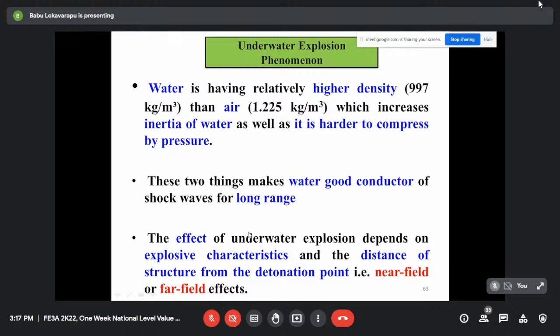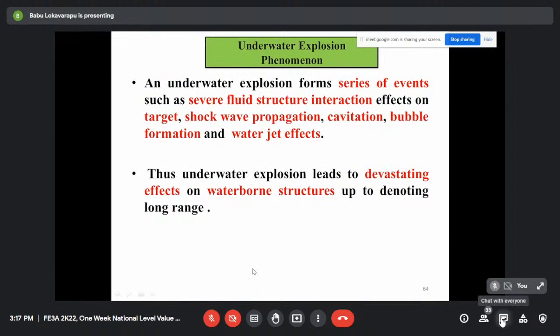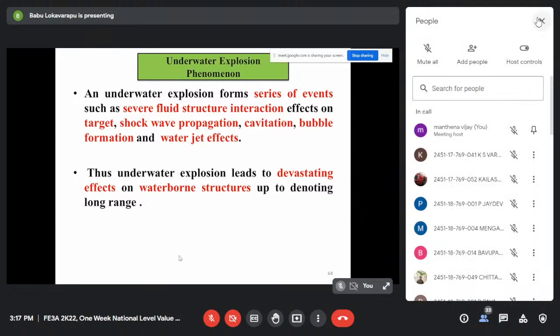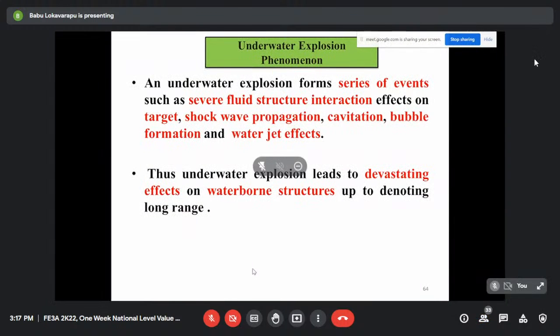Then, in this process, the effect of underwater explosion depends on explosive characteristics and the distance of the structure from the detonation point, that is, near field or far field effects. That's what we are going to study in this process, and this is very, very important. Basically, if a blast is close to a ship, how is it going to damage that ship or any marine structure? We can study that if we know this far effect and near effect.